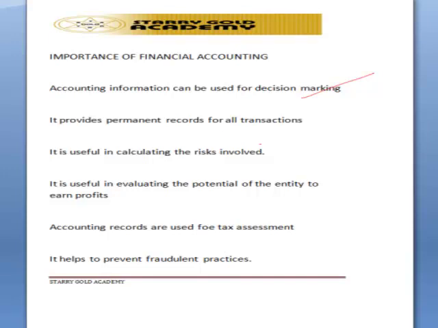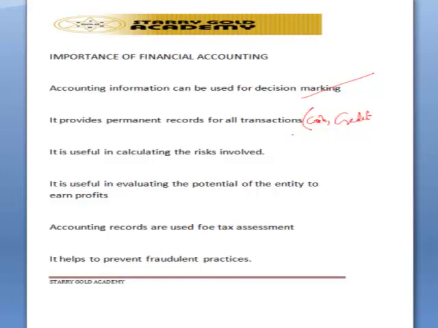And as we have explained what transactions are, transactions could be in the form of cash or credit, and any of them can be classified as capital or revenue expenditure or capital or revenue receipt.